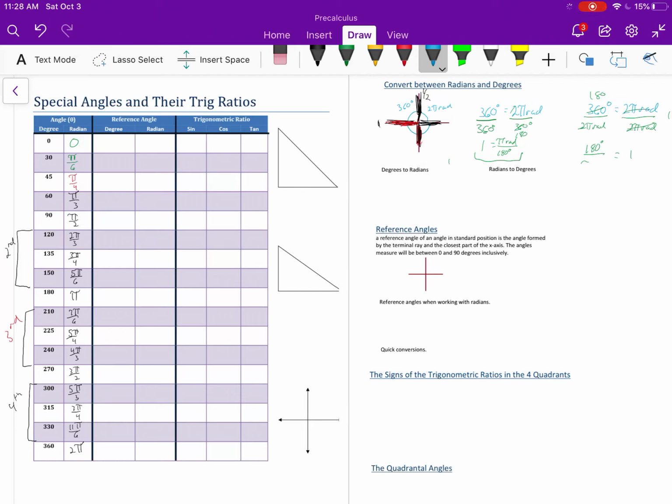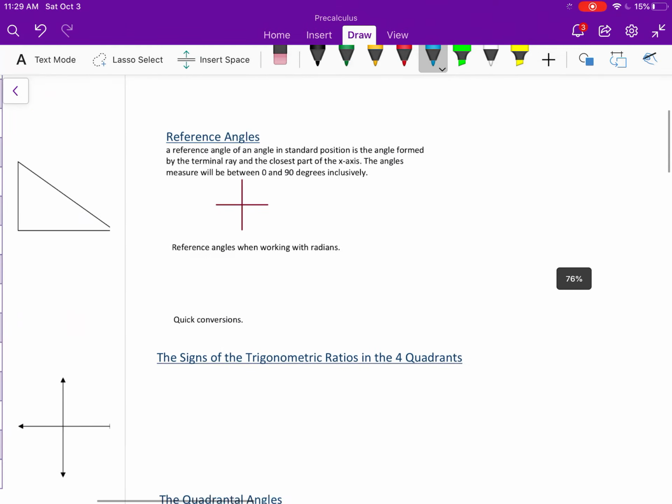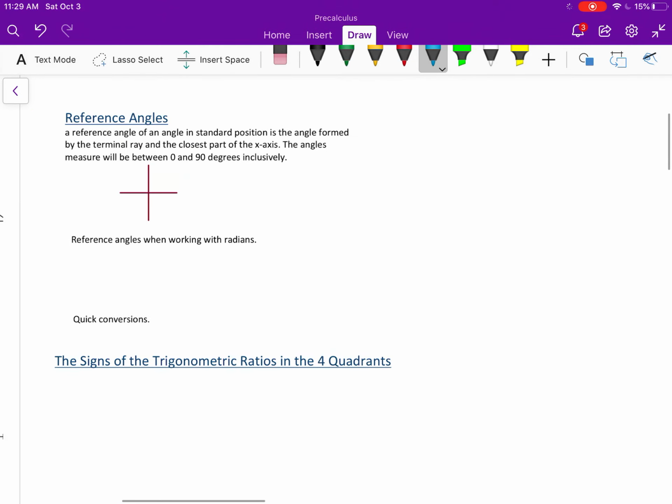The second part of this table that we want to fill out is reference angles. Notice we'll have reference angles in degrees, and then we'll also have reference angles in radians. So let's go ahead and take a look at what reference angles are.